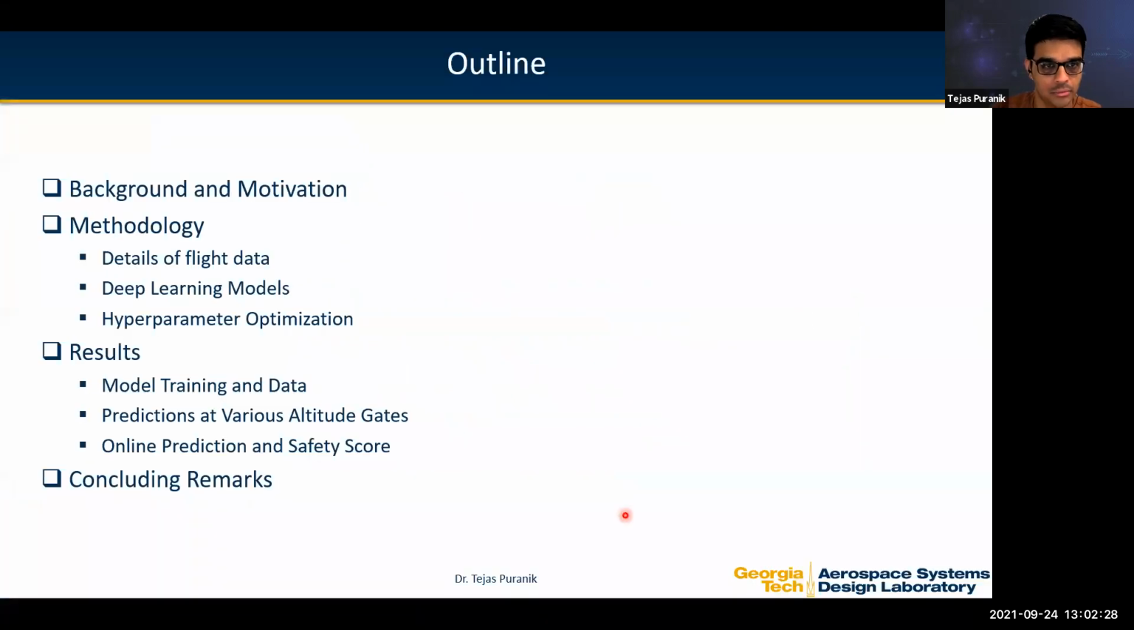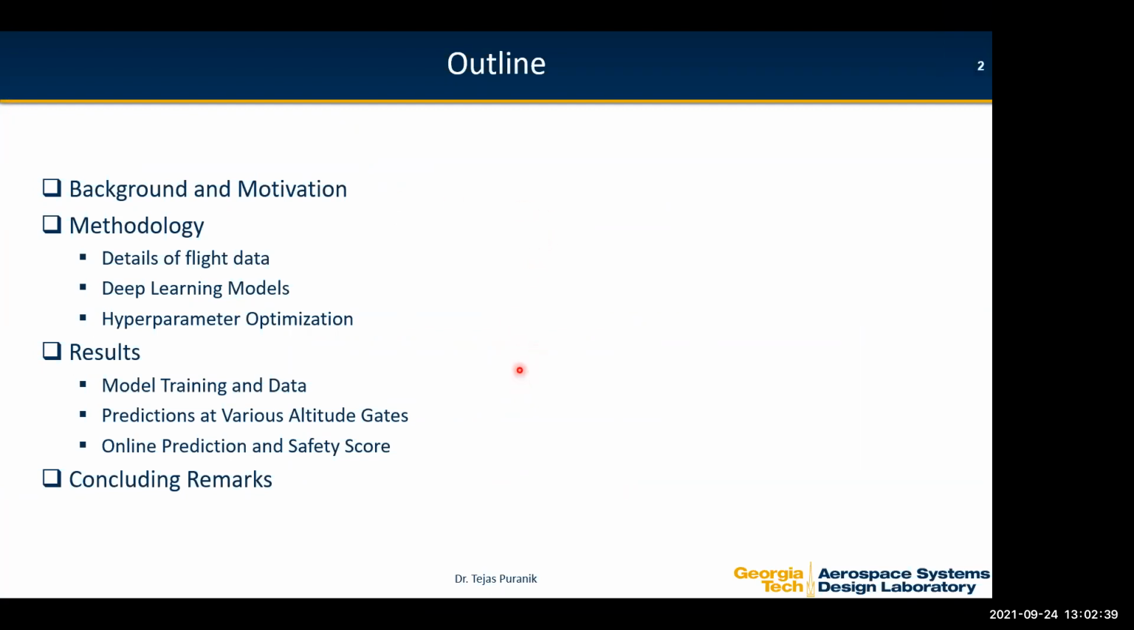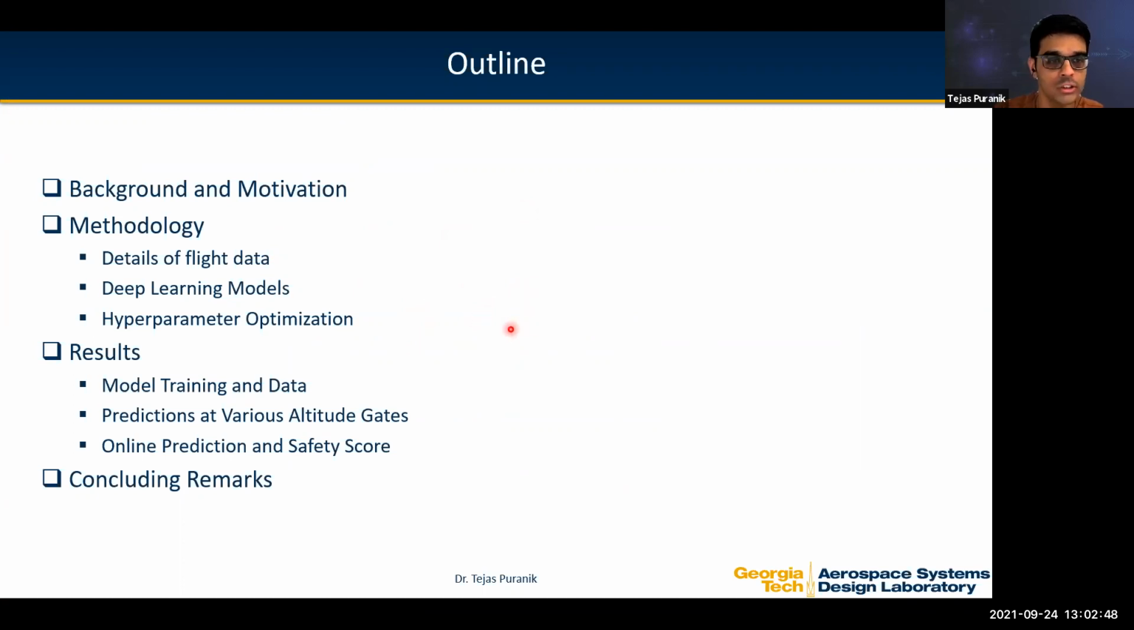So I'll get started. A quick outline of my talk for today. I'll give a little bit of background and motivation context for the work we were doing in this paper. I'll follow that up with the methodology that we used for analyzing the data, developing models, and so forth. Following that, I'll dive a little bit into some of the results we obtained from our analysis, including predictions from our prediction model, as well as safety score from our prediction models. And finally, I will conclude with some concluding remarks and avenues of future work.